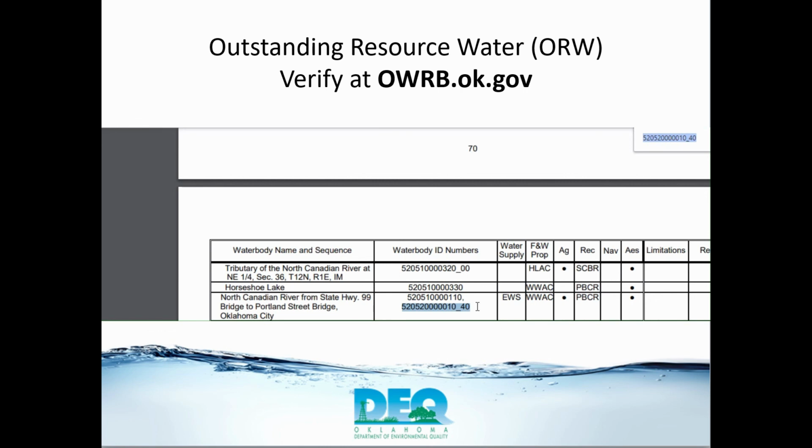Once you have located your water body on the list, look for the limitation column to the far right of the screen. If there is an ORW under limitations for your receiving water body, then your project site drains to an ORW. You will need to develop and submit a SWP to DEQ, as well as follow any additional requirements within the permit. In our situation, our stream does not drain to an ORW.